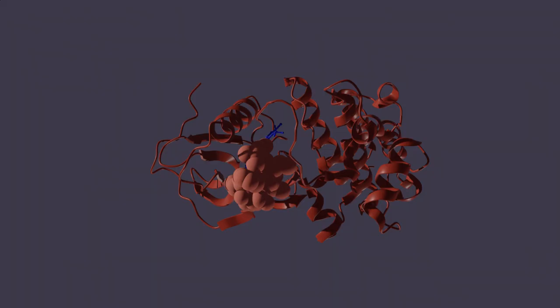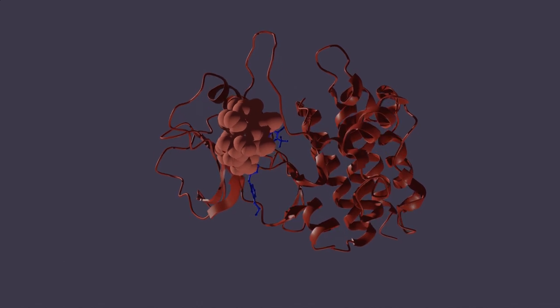What sort of interaction is holding the activation loop together with the P loop? You will discover this for yourself when you do the computer lab. But this interaction keeps the kinase in its inactive state.